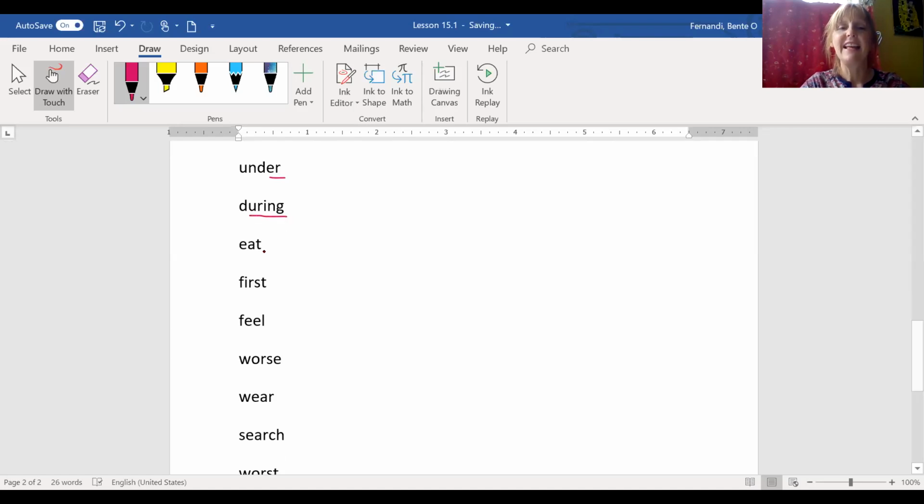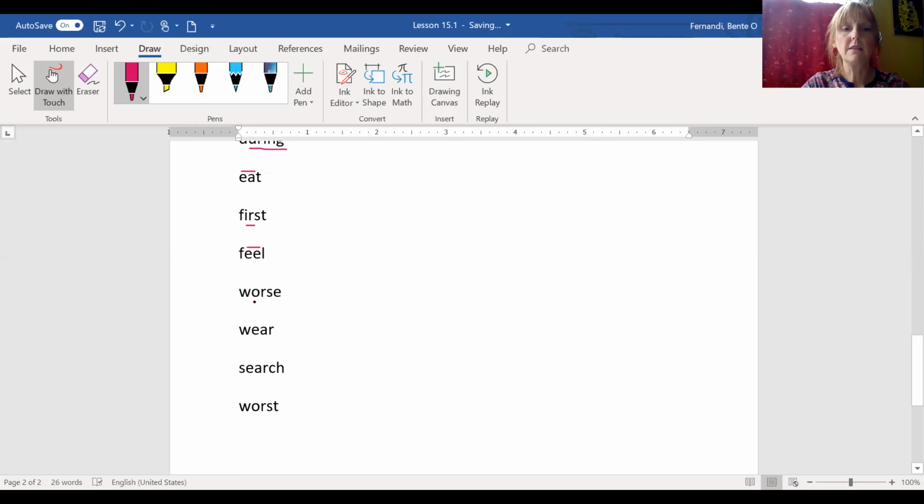During, right? Eat, the long E sound, spelled with 2 different vowels. The first one does the talking typically, so that means that first we have a long E followed by the A to make that E say its name. The word first is going to be spelled the second way, and feel, that's that long E sound made with a double E.